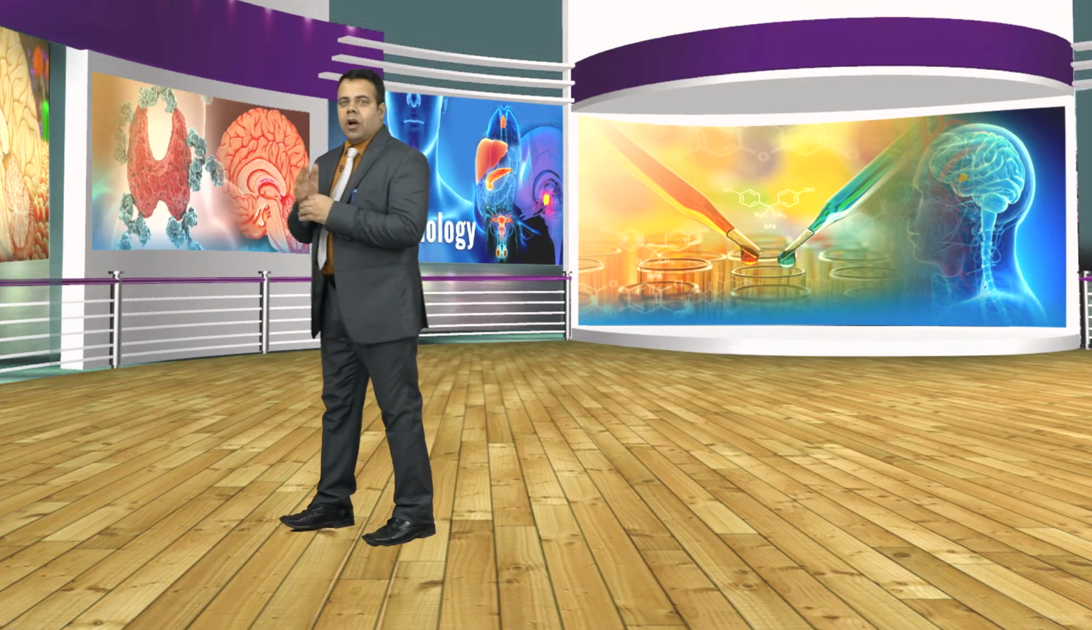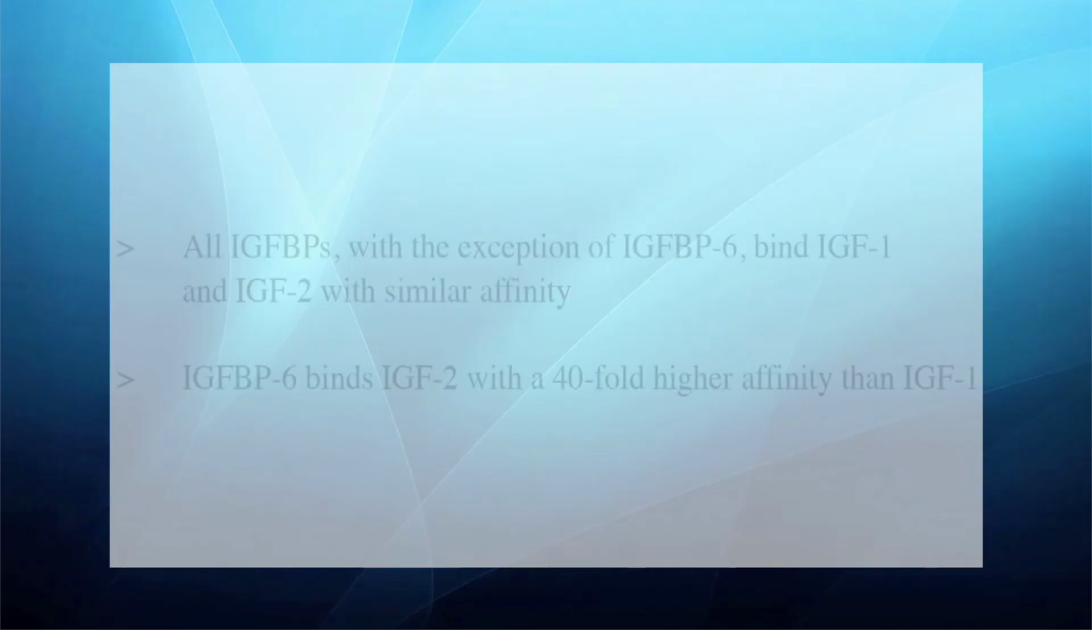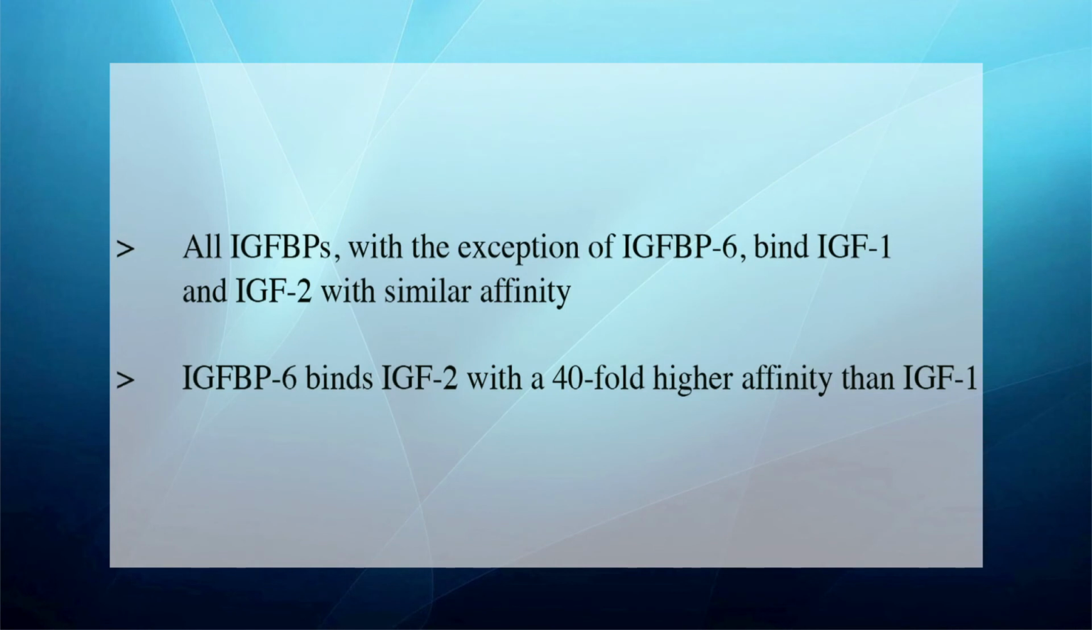Insulin-like growth factors, or IGFs, are also bound to high-affinity carrier proteins in the circulation and in the extracellular space. IGF binding proteins, or IGF-BPs, are a family of 6 proteins sharing homologies in gene and protein structure. All of these IGF-BPs, with the exception of IGF-BP6, bind IGF-1 and IGF-2 with similar affinity, while IGF-BP6 binds IGF-2 with a 40-fold higher affinity than IGF-1.